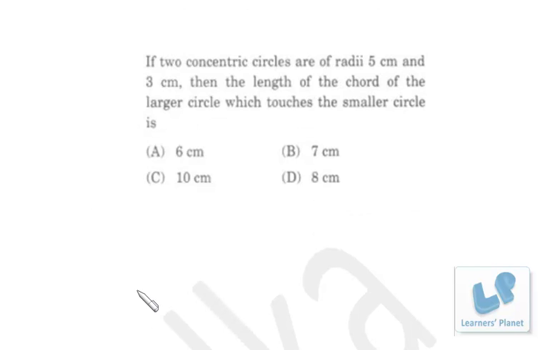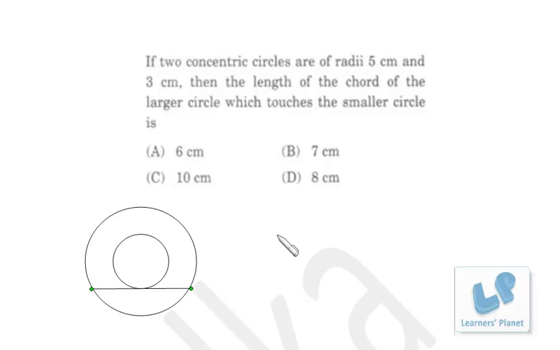If two concentric circles are of radii 5 cm and 3 cm, then the length of the chord of the larger circle that touches the smaller circle is... Okay, let's draw the circles. So this is a figure, and radius is given. I just draw the radius also.